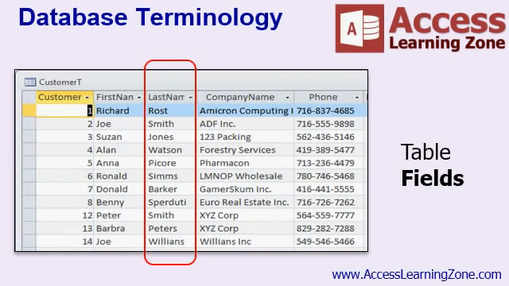For example, here I have highlighted the last name field in red. This field should only store the customer's last name and nothing else. In fact, you can specify rules in the database to force fields to only contain certain types of information, like text, numbers, dates, currency values, and so on. Fields are also sometimes referred to as columns, just like in an Excel spreadsheet.